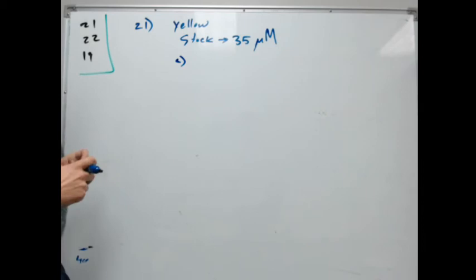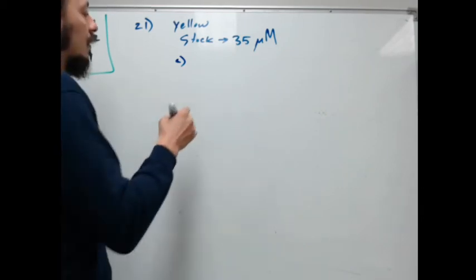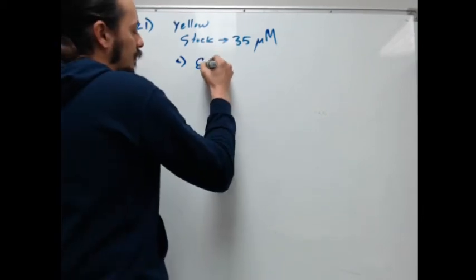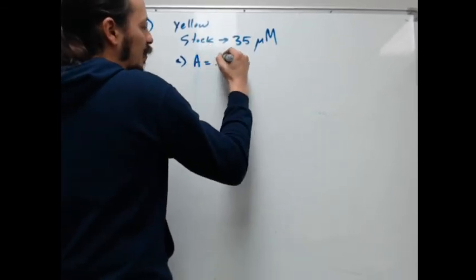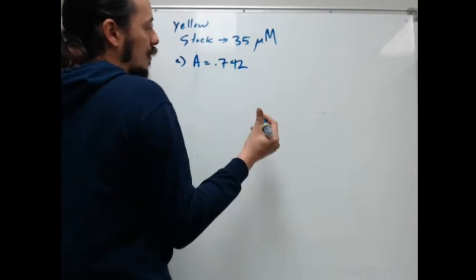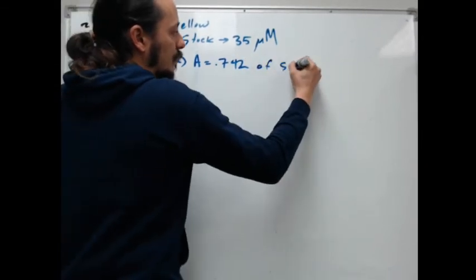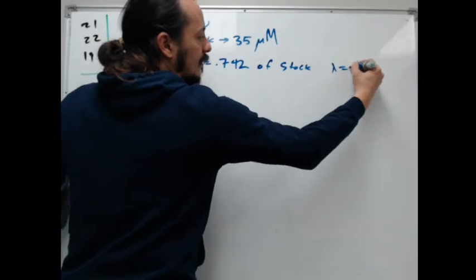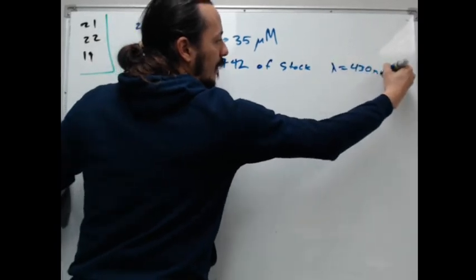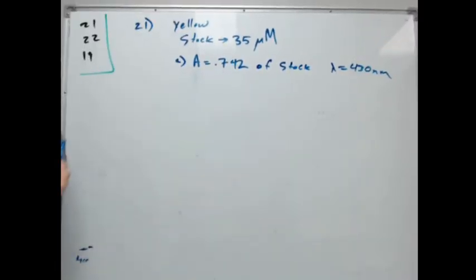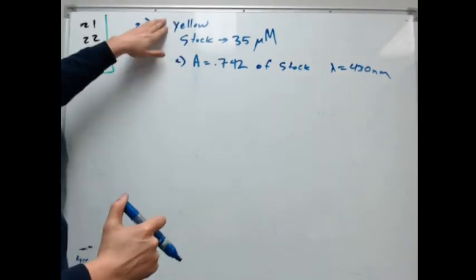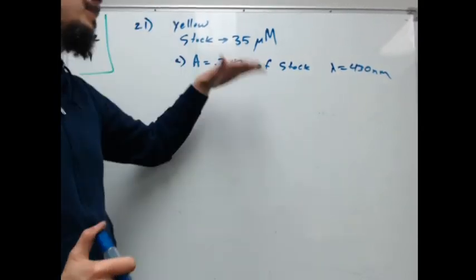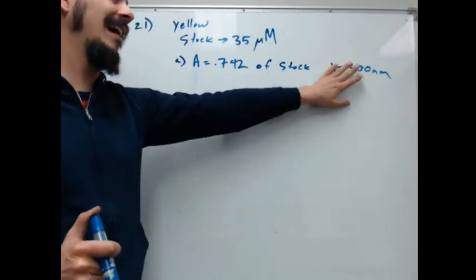What's A asking? A, the stock solution has an absorbance of 0.742 and a wavelength of 430 nanometers. What is the molar absorptivity at this wavelength? So we've got a particular wavelength. We know that molar absorptivity depends on two things: our wavelength of observation and our material. This entire problem is going to be dealing with yellow stock solution, I think, at the lambda max.